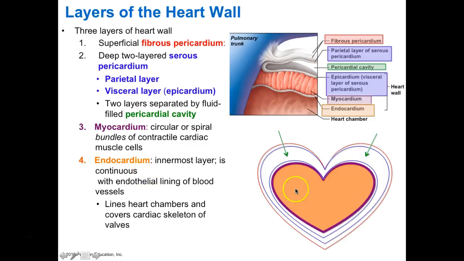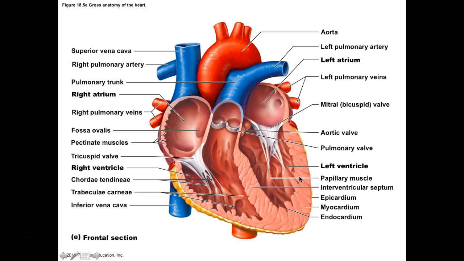And then on the inside, the innermost layer is going to be our endocardium. It's going to be continuous with our endothelial lining of our blood vessels, which we'll look at several blood vessels on the heart as well. And it's going to line each of the chambers of the heart, so our two atria and our ventricles.